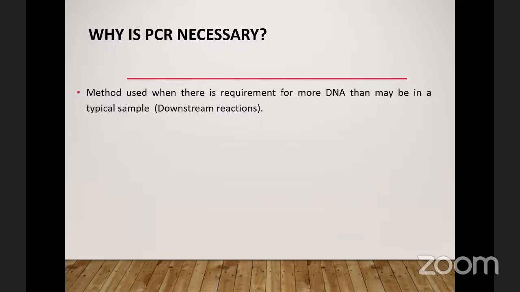So it is a method that is used when there is a requirement for more DNA than may be in a typical sample. So you may have a sample and you have few DNA, but the diagnosis you want to make requires you to have a lot of DNA, right? A lot of copies of that DNA. So you need to make several copies of it by cycling it, maybe 45 times, 36 times, depending on the number of cycles you are going to be running with your PCR. So next, please.